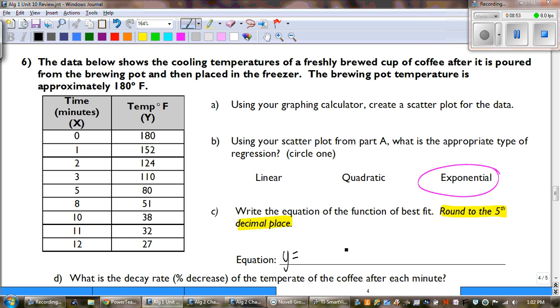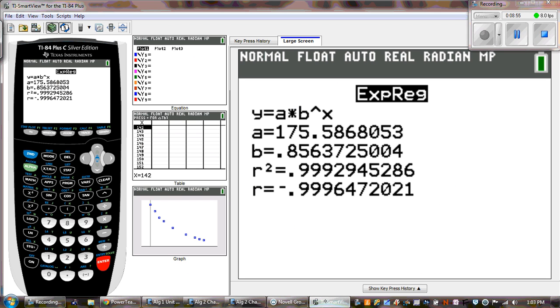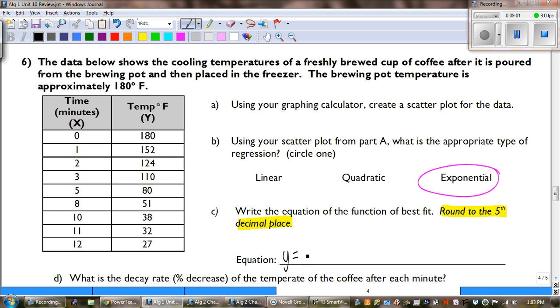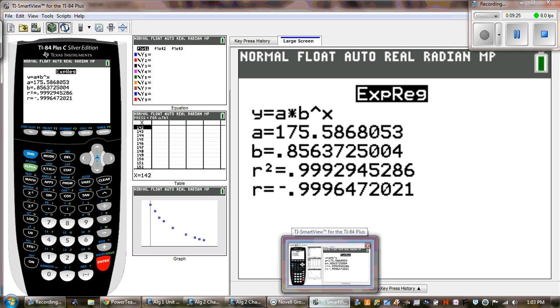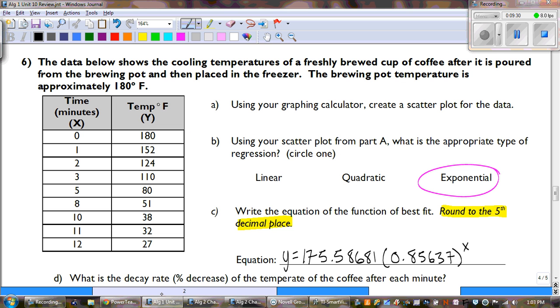So we get that y equals, was it 175.58681? I was just double checking to make sure I wrote down the right thing. 175.58681, and we're timesing that by 0.85637, all to the x power. So I'm just going to flip it back here, so we get 0.85637.